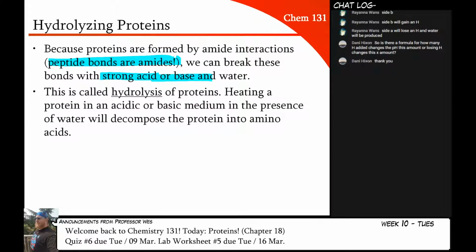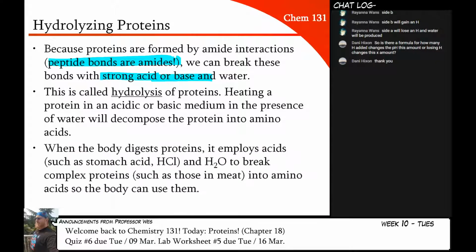Your stomach has HCl in it and will continue the digestion process and hydrolyze the protein further, so that by the time that it gets to your intestinal tract, those amino acids can then be transported through your bloodstream or to wherever it needs to go.